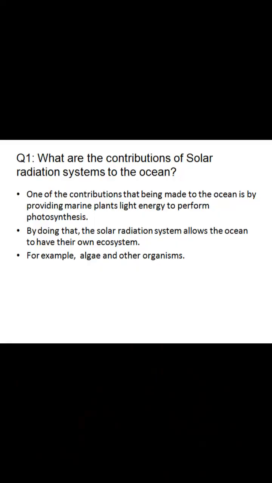For the first question, what are the contributions of solar radiation systems to the ocean? One of the contributions made by the solar radiation system to the ocean is by providing marine plants light energy to perform photosynthesis. By doing that, the solar radiation system allows the ocean to have its own ecosystem. For example, algae, other organisms such as phytoplankton, and fishes.